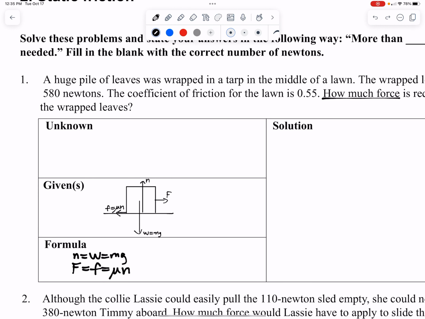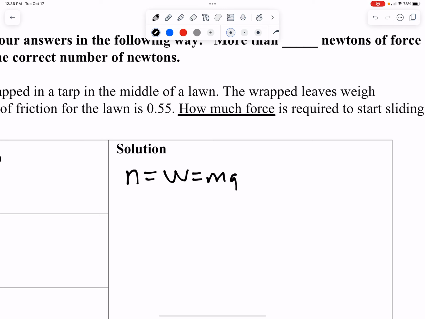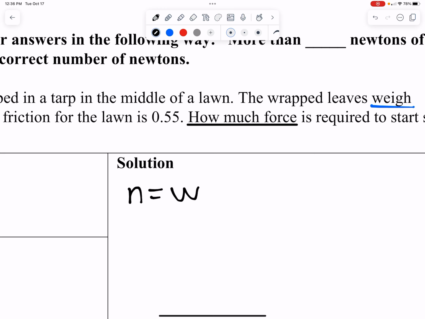Now we're looking for how much force. You can see that's a horizontal force. We're really looking for friction. The normal force is equal to the object's weight. So the first thing we're going to do is find the weight. Let's find the normal force, which is the same as the weight. Now I kind of jumped the gun here with an mg calculation because I'm just so used to doing that, but I forgot that in the problem we were given the weight of the leaves as 580 newtons. So we know the normal force is 580 newtons.